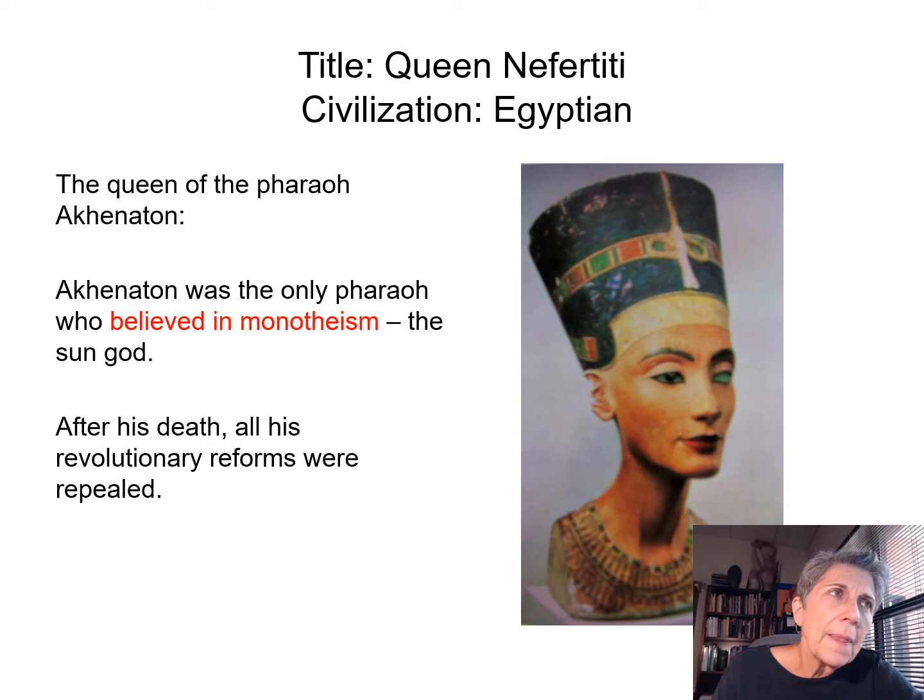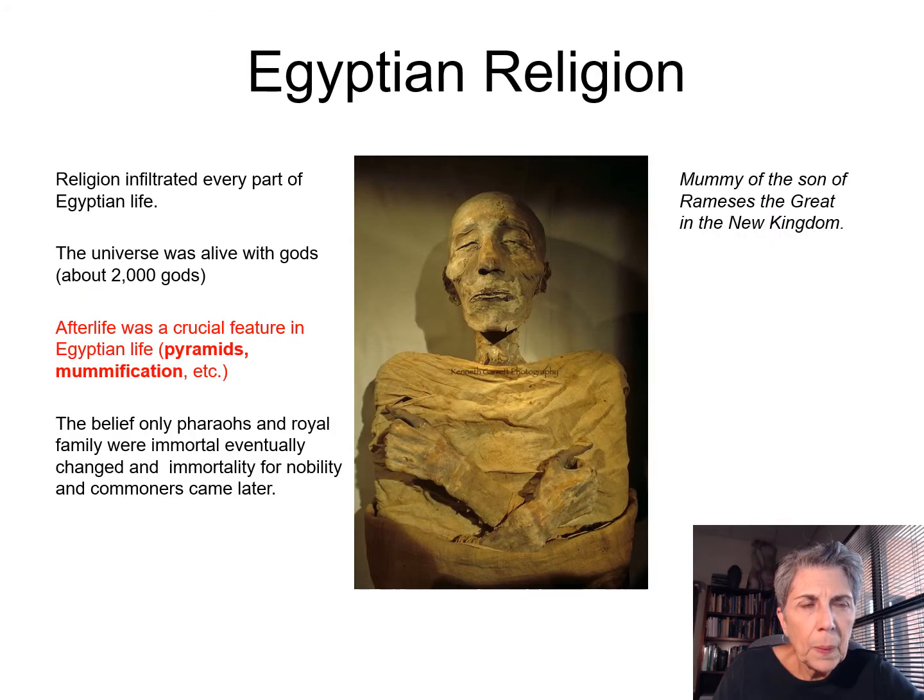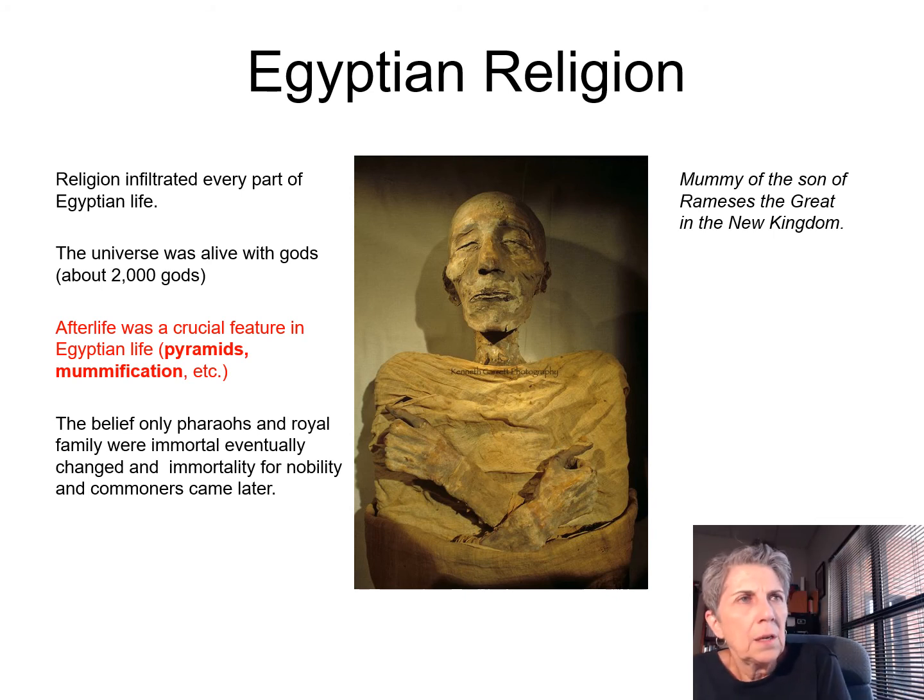I've already talked about this. This is the sculpture of Queen Nefertiti, and their sculptures are very interesting because they're carved in stone or they're made in plaster, and if they're made in plaster, many of them are painted like this. Painted. So this is a mummy. This is a mummy of the son of Ramses the Great in the New Kingdom.